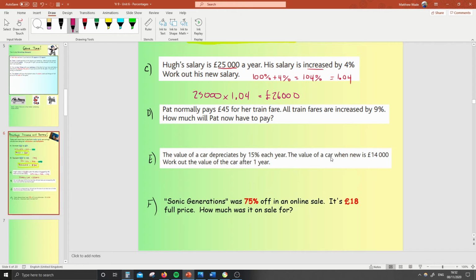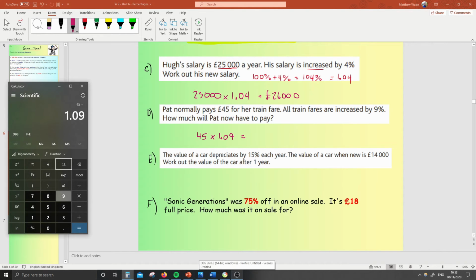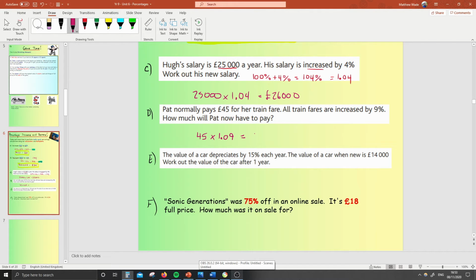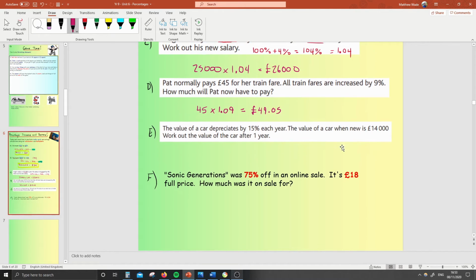Okay, Pat pays $45 for her train fare. The train fares are increased by 9%. So here we go. It's going to be the £45 she started with. And watch me skip a step because I think you can do it now too. 45 was everything, okay? So it was 100% plus the 9% makes 109%, which as a decimal multiplier is 1.09. So 45 times 1.09 is our calculation. Times 1.09, £49.05. Cool. There we go. Now let's do the next one.